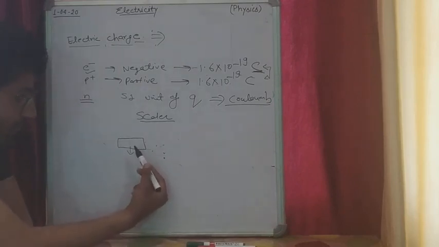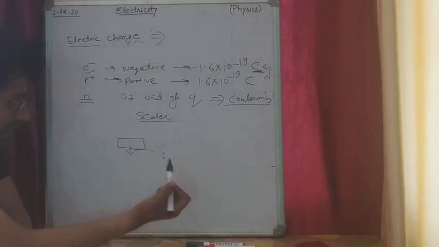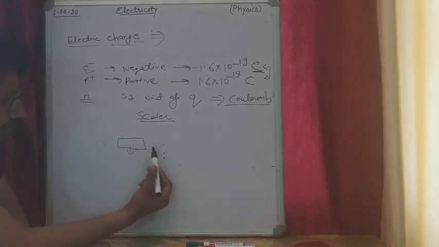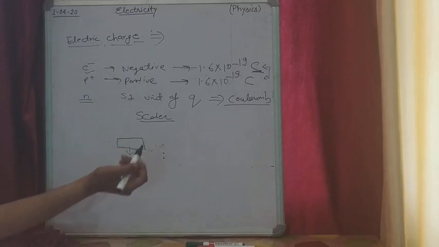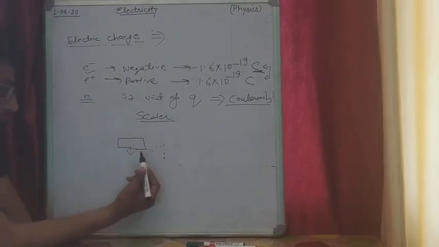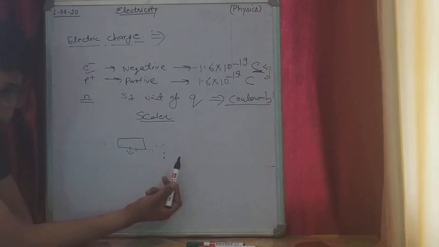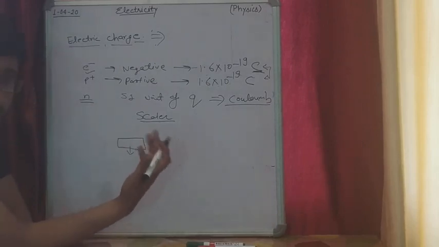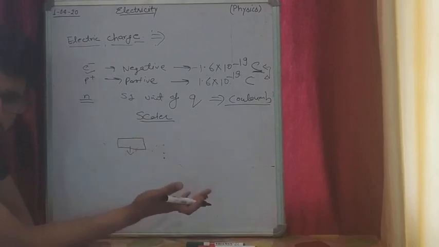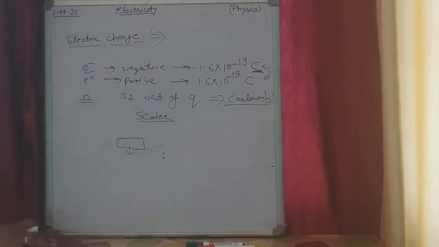But when we rub the scale, it means that definitely there is something in it. Actually, what happens when we rub the scale is that electrons transfer from the scale, and if electrons transfer, then this neutral scale will become positive. How? Let me explain this thing.